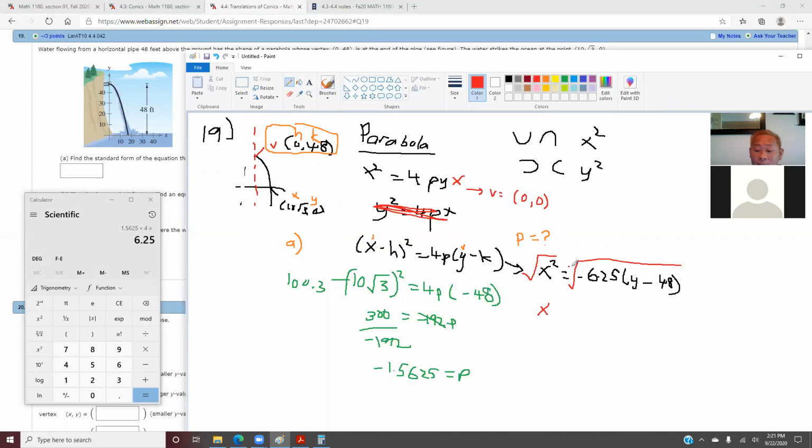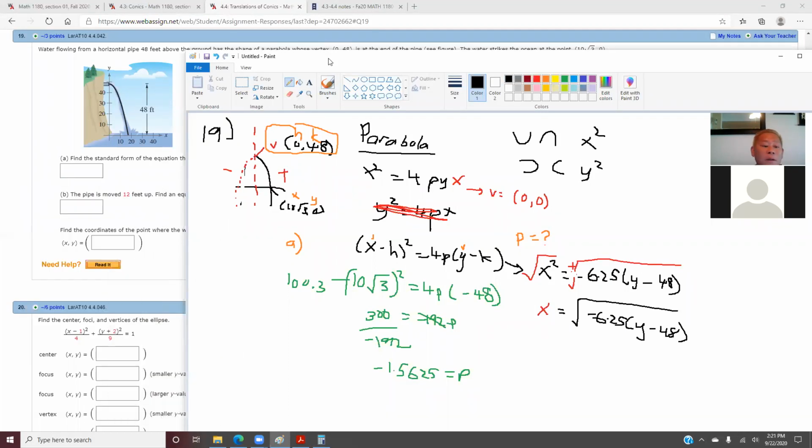So x, again, you have plus and minus. Which one should we take, plus or minus, in this case? Again, we are taking this side, not this side. This side will be positive because it's on the positive side. This side is the negative side. So in this case, we just need to take the positive side. So your answer in this case should be x equals the square root of negative 6.25(y minus 48). Okay, see if they take it or not. I'll put it in here and see.